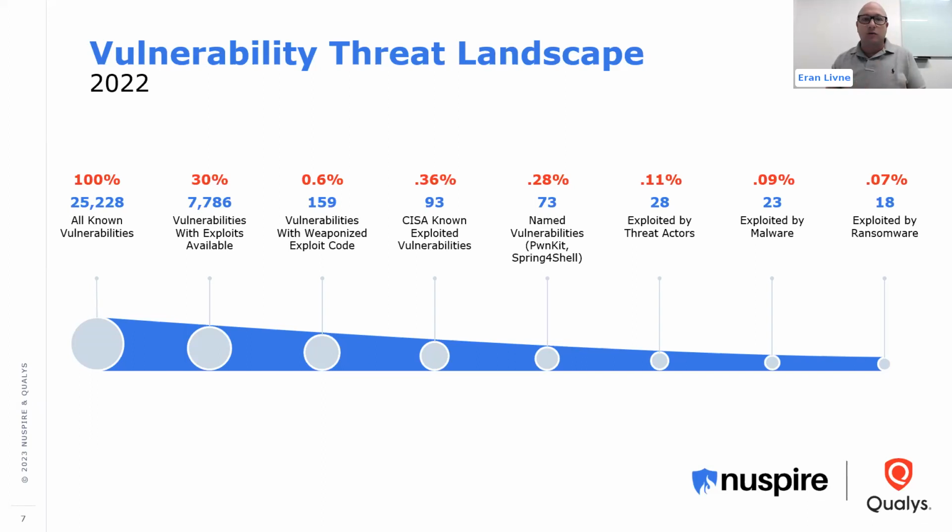And you can look to the right, there are so many other things. 93 of them are known in the CISA list. 73 are named vulnerabilities, so those are the ones that hit the news. 28 were exploited by threat actors, 23 by malware, and 18 were actually used by ransomware.